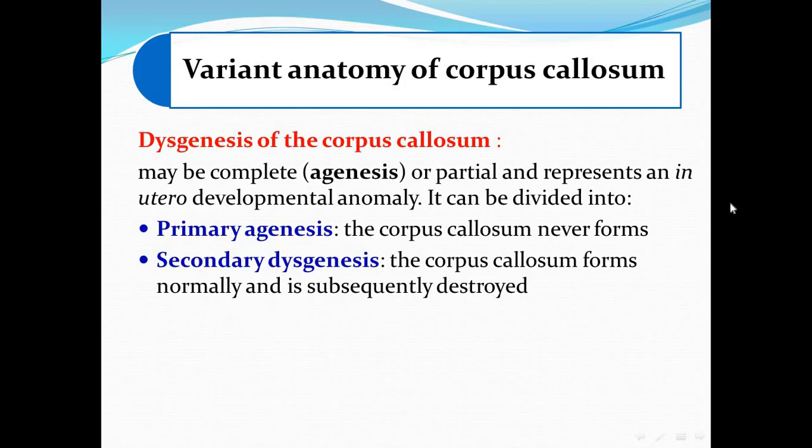There are some variant anatomy of the corpus callosum. The most important one is the dysgenesis or agenesis of the corpus callosum. This may be complete or partial, and it represents an in utero developmental anomaly. It can be divided into 2 types. Primary agenesis means that the corpus callosum never forms, and secondary agenesis or dysgenesis of the corpus callosum means that the corpus callosum was formed, but there are some subsequent causes that destroyed it.